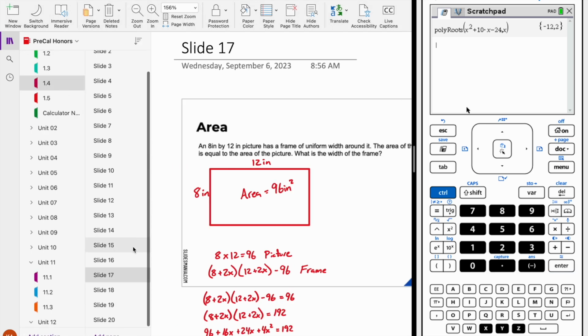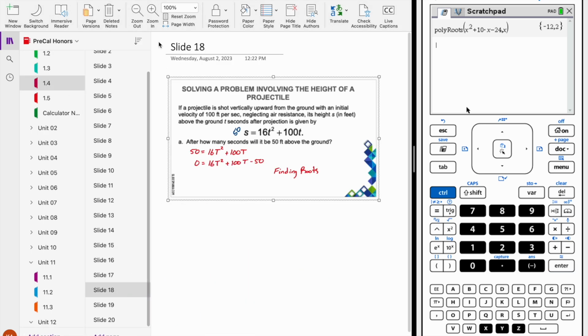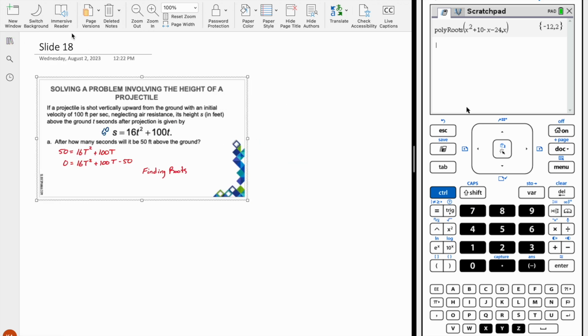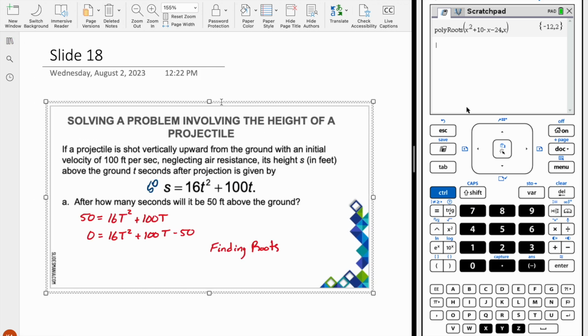Let's take a look at slide 18. In this case, if a projectile is shot vertically upward from the ground with an initial velocity of 100 feet per second, neglecting air resistance, its height, s, in feet above the ground, t seconds after projection, is given by this following equation. After how many seconds will it be 50 feet above the ground?